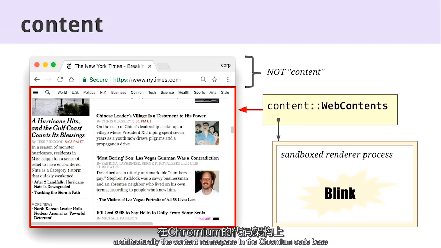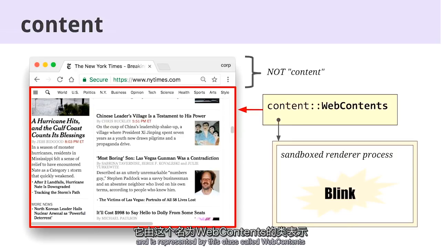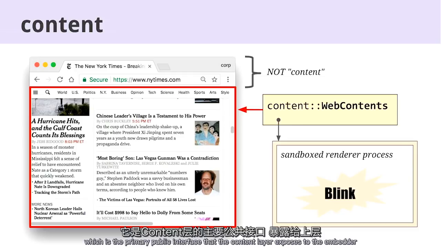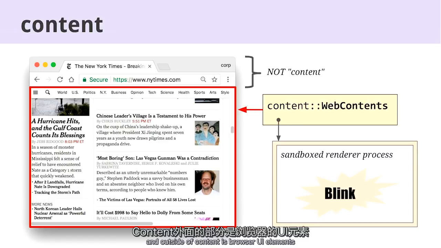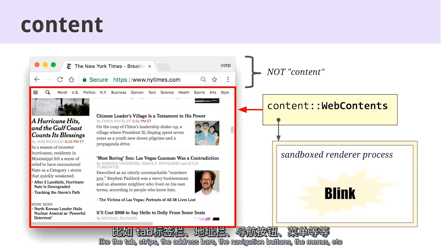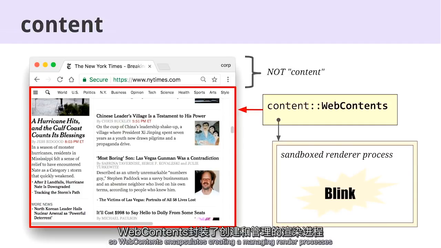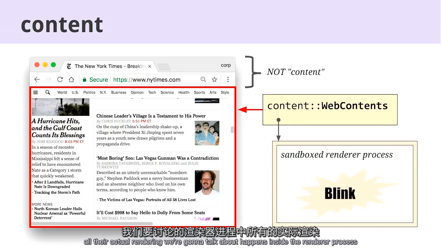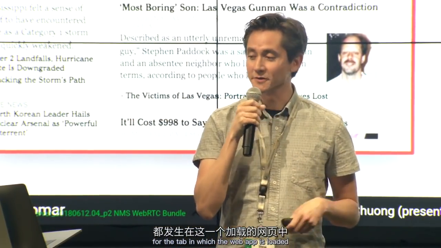Architecturally, the content namespace in the Chromium codebase is responsible for everything in the red box where the content of the page appears. And it's represented by this class called WebContents, which is the primary public interface that the content layer exposes to the embedder. And outside of content is browser UI elements like the tab strip, the address bar, the navigation buttons, the menus, etc. You might remember from John's talk that rendering happens inside a sandboxed process. This is key to Chrome's security model. So WebContents encapsulates creating and managing render processes, and all the actual rendering that we're going to talk about happens inside the renderer process for the tab in which the web page is loaded.